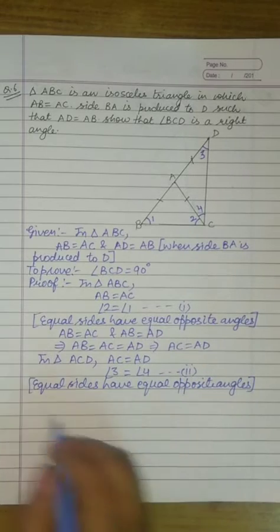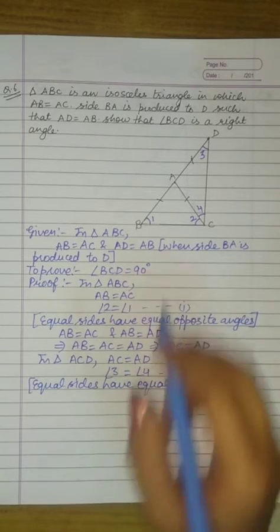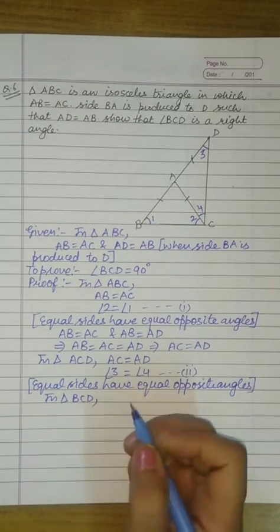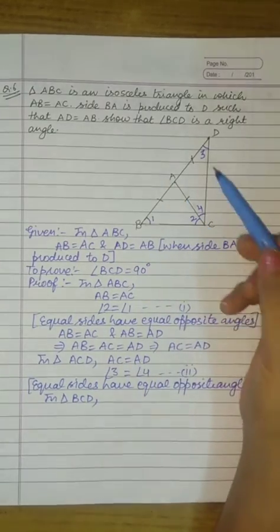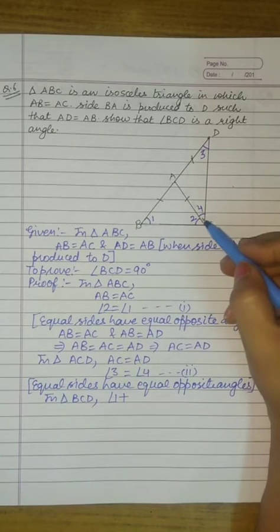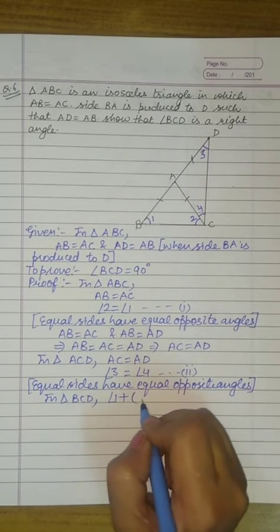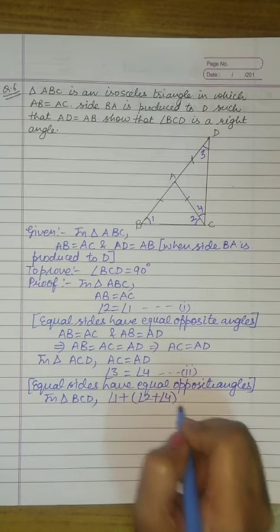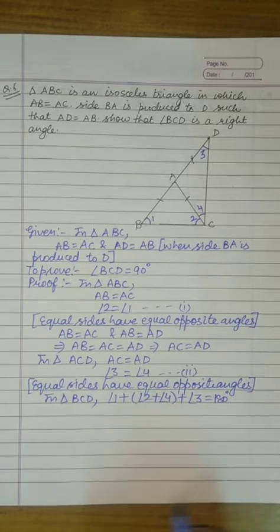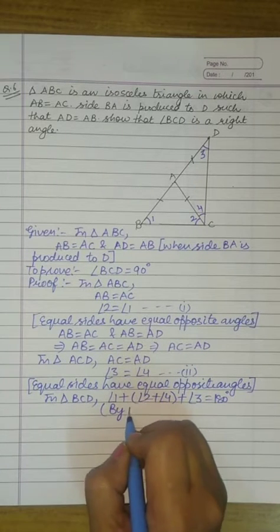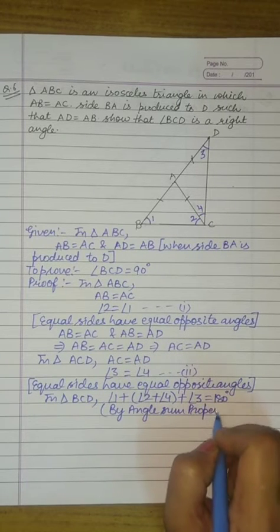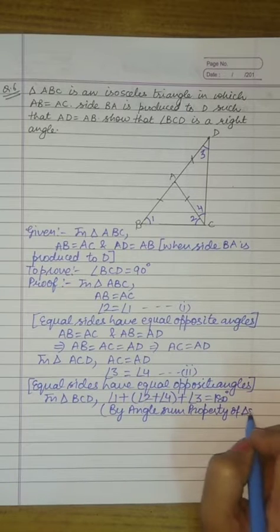Now we will use the angle sum property in triangle BCD. So we will write in triangle BCD, the angle at B is angle 1. At C we have two angles, that is 2 plus 4, so we will write it in brackets, angle 2 plus angle 4. And at point D we have angle 3. So they all are equal to 180 degrees by the angle sum property of triangles.